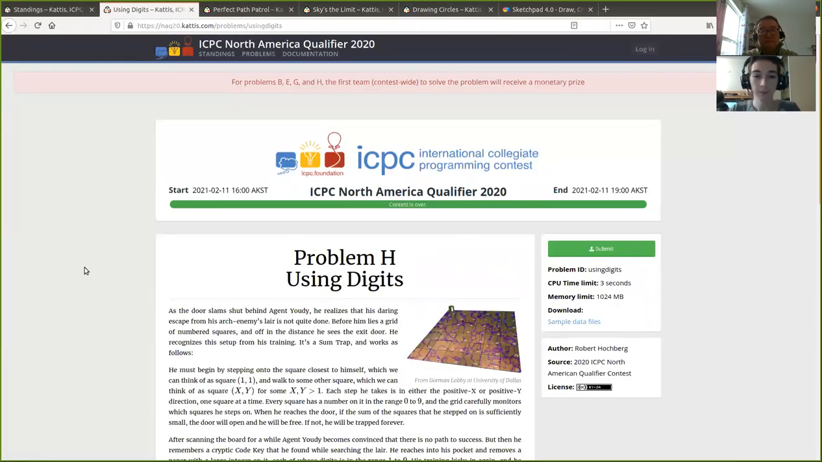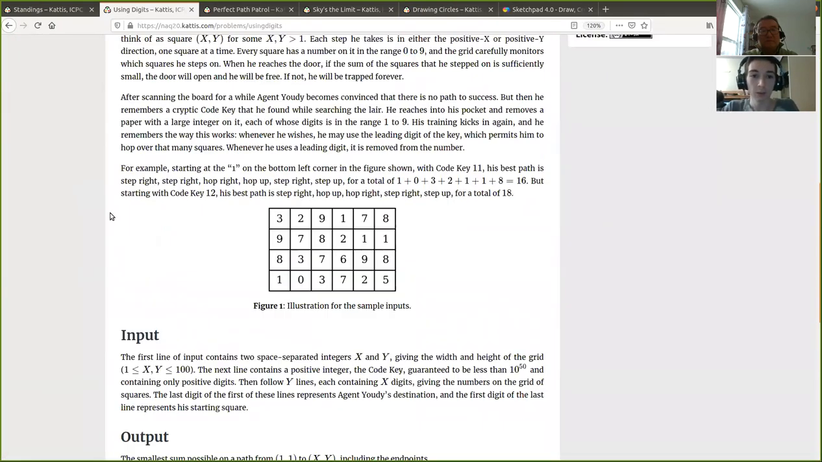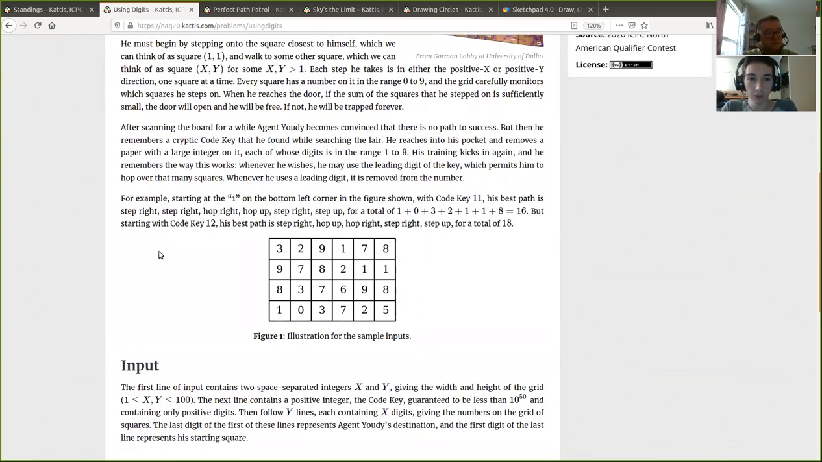Okay. So problem H is we have this grid of numbers. We're interested in paths from the bottom left to the top right, and as we walk, we're only allowed to move right and up, and the cost of doing it is the sum of numbers on the path that we visit.